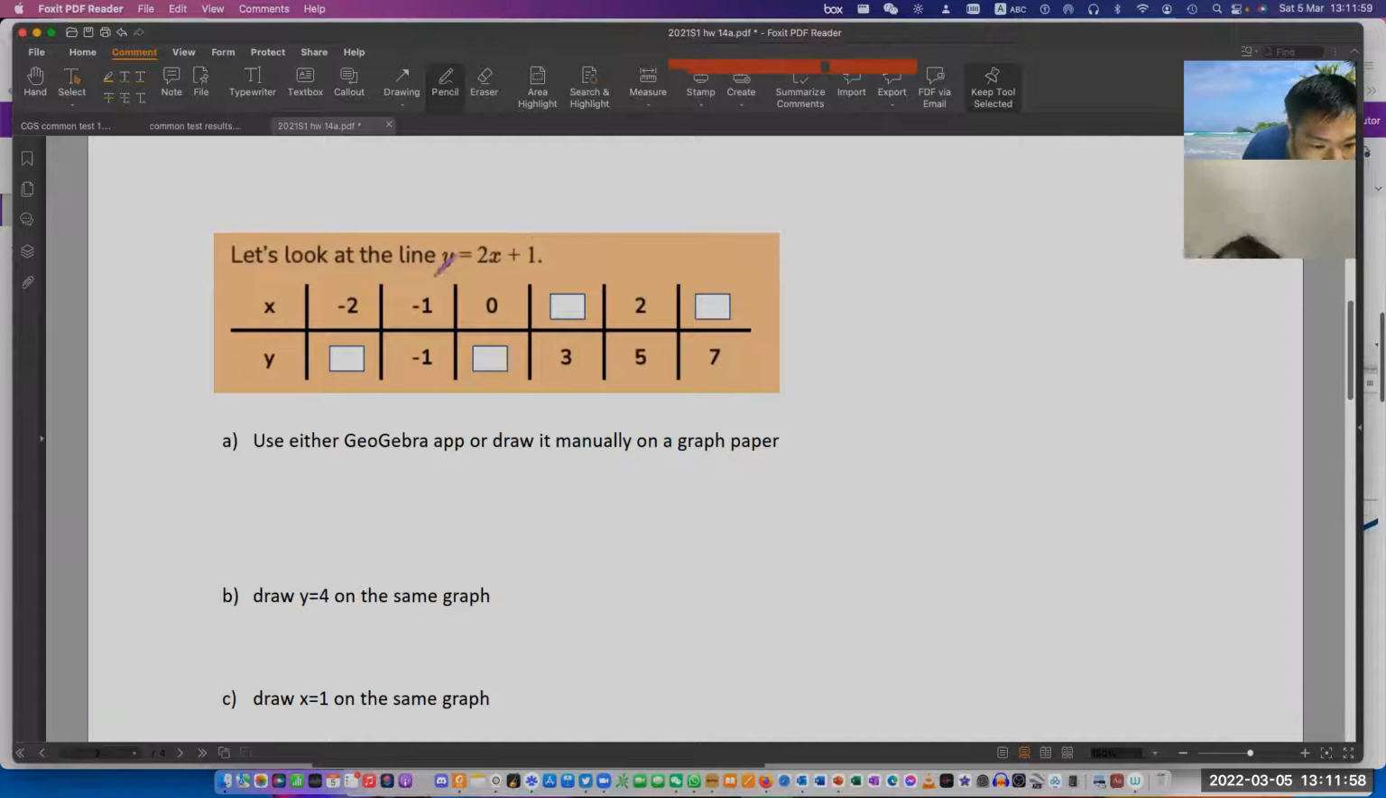So you are given this line, y equals 2x plus 1. If you compare this to y equals mx plus c, in this case your m is 2 and your c is 1. But they are not asking for that, so ignore it. It's just for your general knowledge.